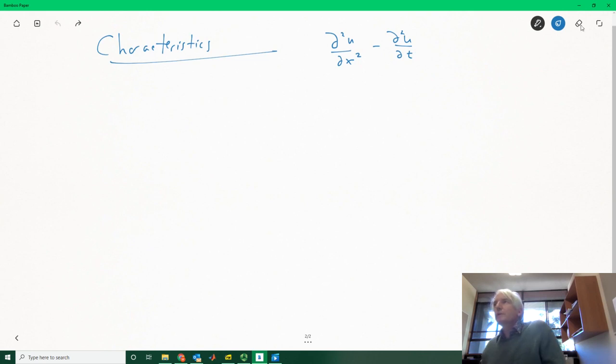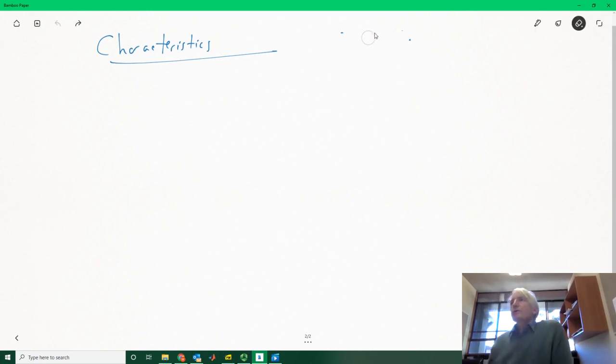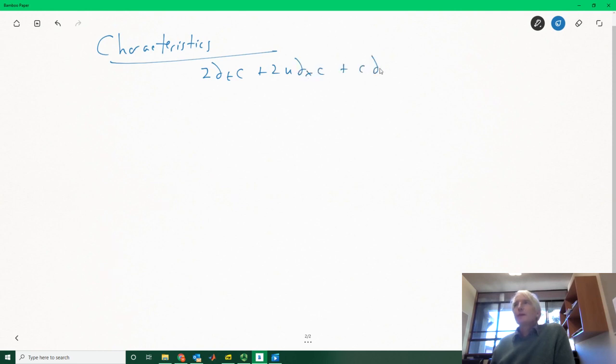All right. So let's do the characteristics for our problem and try to understand this. This is not too scary. So the system of equations we wrote down was this: 2 dtc plus 2u dxc plus c dxu equals 0. And it was dtu plus u dxu plus 2c dxc equals 0.